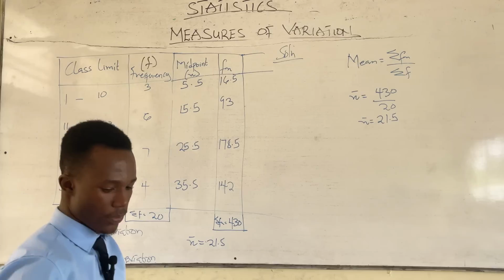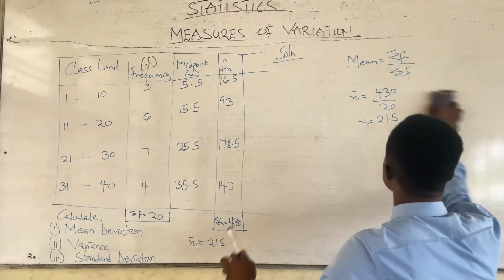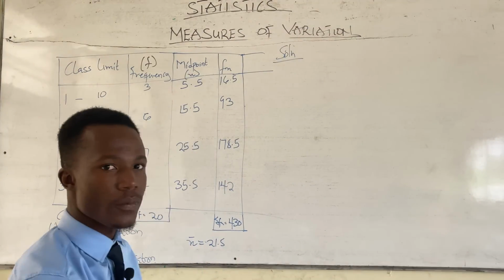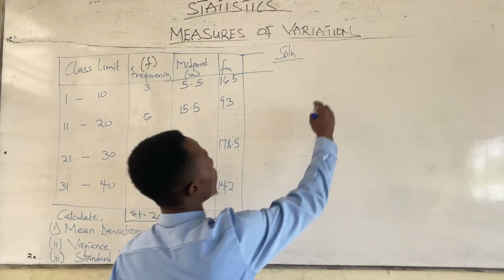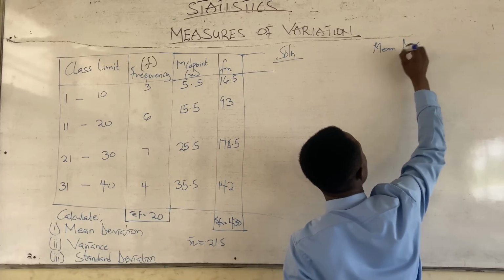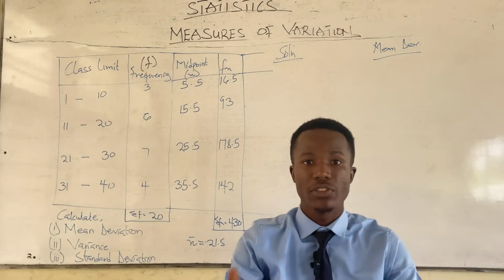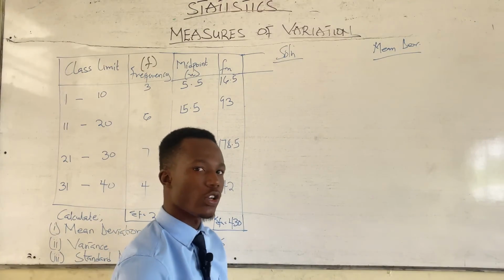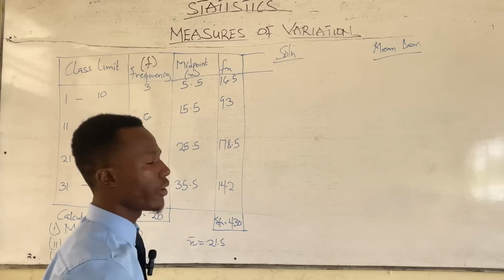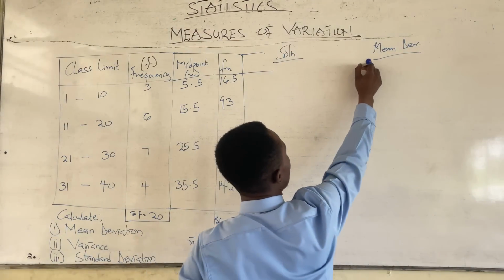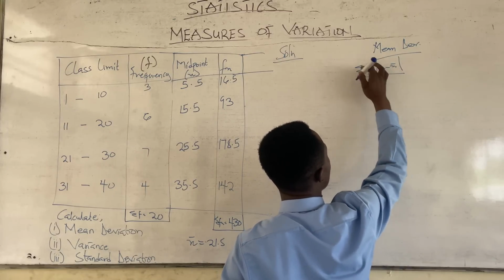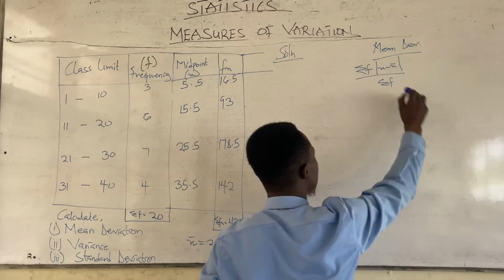Okay, so we are going to look at the mean deviation. For mean deviation, we write our formula, and you know the formula already: summation of f multiplying the deviation, then you divide it by summation f again.